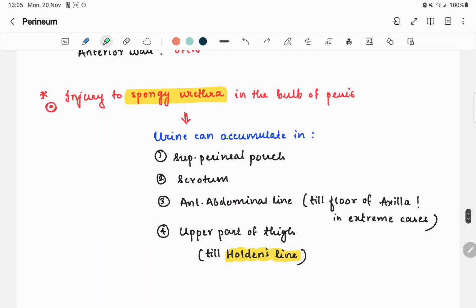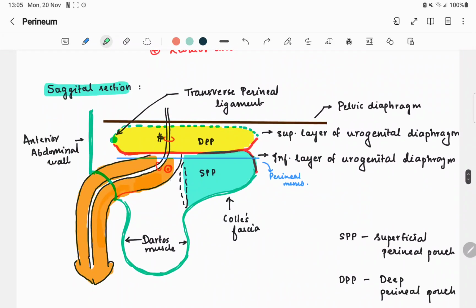So if there is injury to the spongy urethra in the bulb of the penis, urine can accumulate in the superficial perineal pouch, or it can go into the scrotum. Urine can be seen till the floor of axilla also, because it can run along the anterior abdominal wall, and that opens into the axilla, and the upper part of the thigh till Holden's line. So urine can collect here, or it can move through the anterior abdominal wall to the floor of axilla.